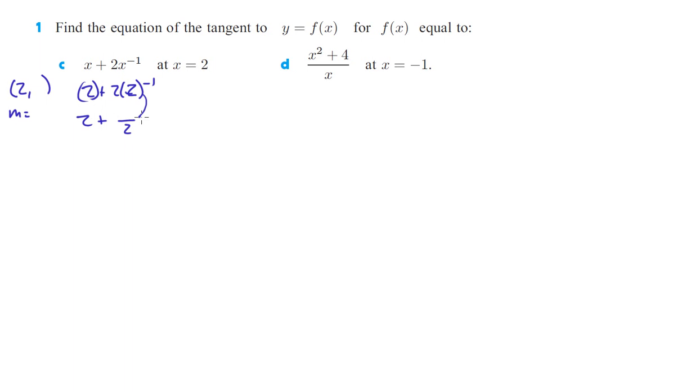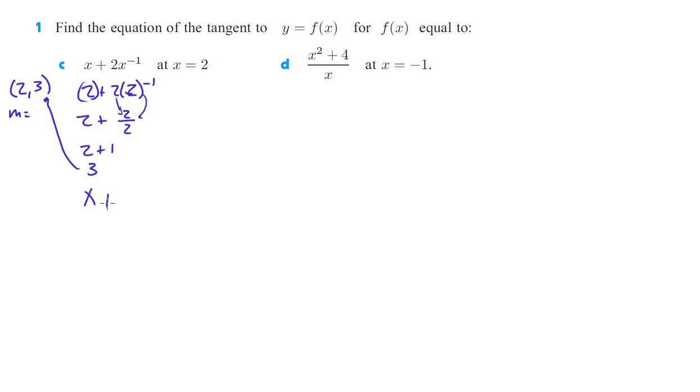2 to the negative first is the same thing as 1 over 2. So that's what this turns into. And so we still have the 2 here. So it's really just 2 plus 1 gives us 3. So that's that there. And then we've got to find the slope of the tangent at 2. So we've got to find the derivative first.